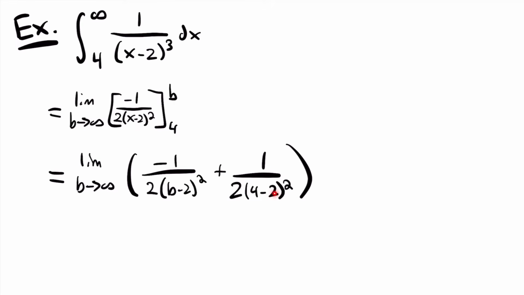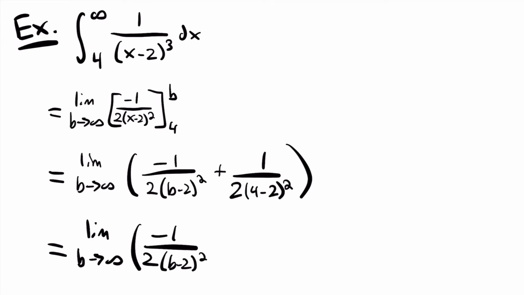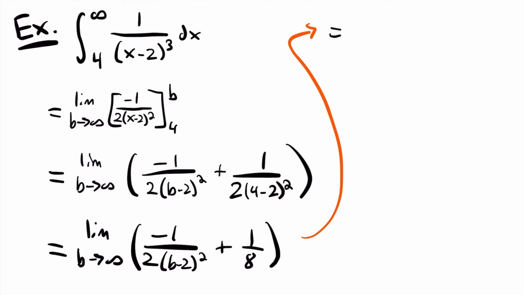Now 4 minus 2 is equal to 2, and 2 squared is 4, times 2 is 8, and so this will be equal to the limit as b approaches infinity of negative 1 divided by 2 times (b minus 2) squared plus 1/8. Okay, and so now we can take the limit of this expression as b approaches infinity, and so I'll continue that work up here. This will be equal to negative 1 divided by 2 times (b minus 2) squared as b gets larger towards infinity.